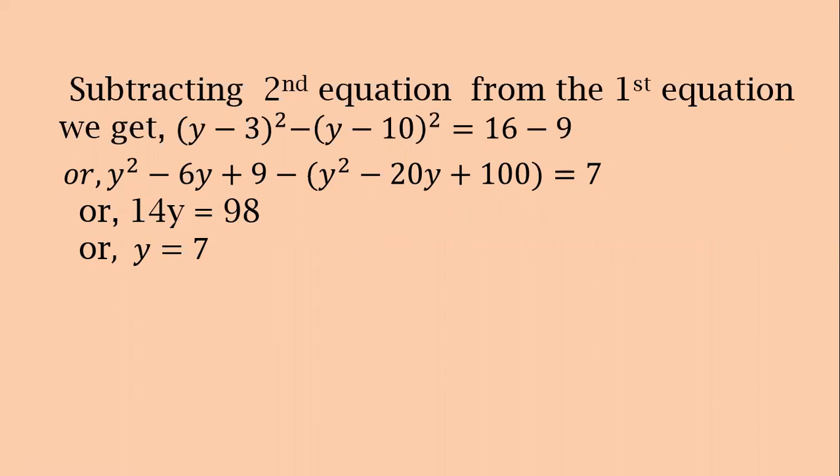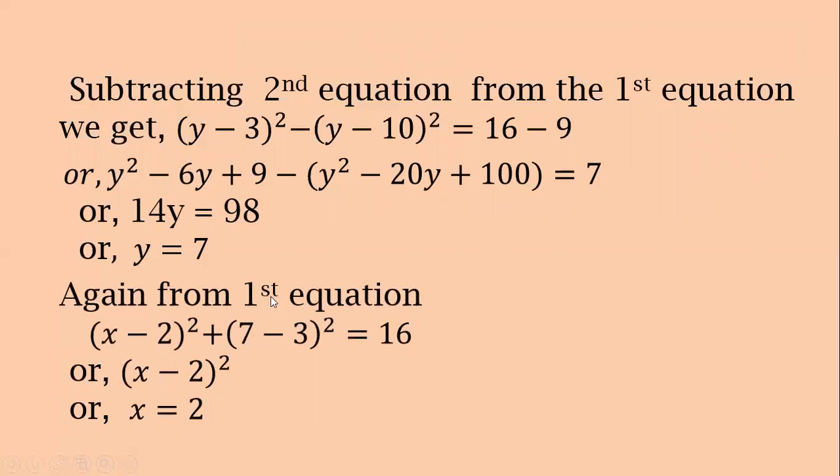Putting this y is equal to 7 in the first equation, we get this one. In place of y we put 7, then it is 4 square, that is 16, and this is equal to 16. So here 0 is missing, so there will be a 0 on the right side. So we get x is equal to 2. So finally the point of contact is (2, 7).